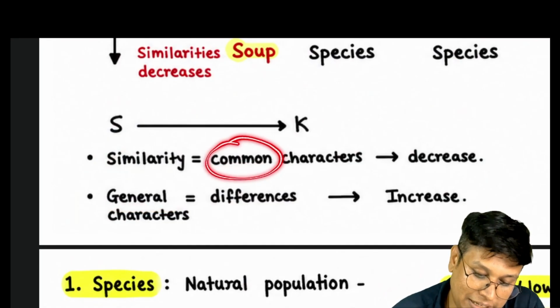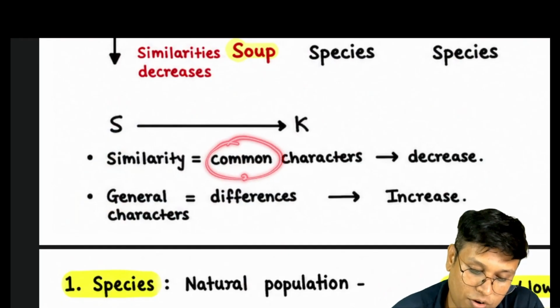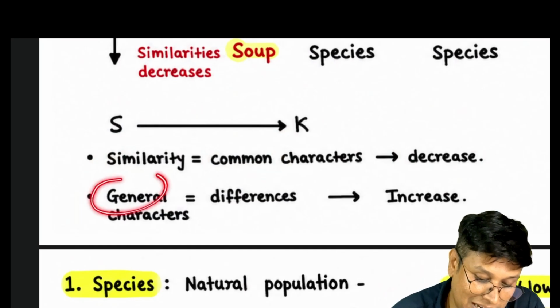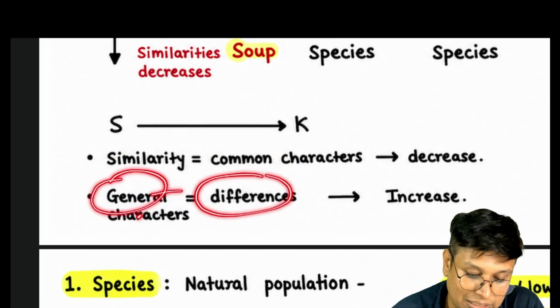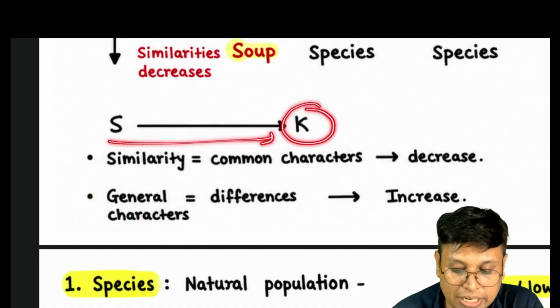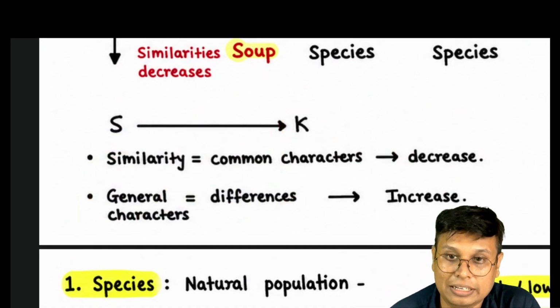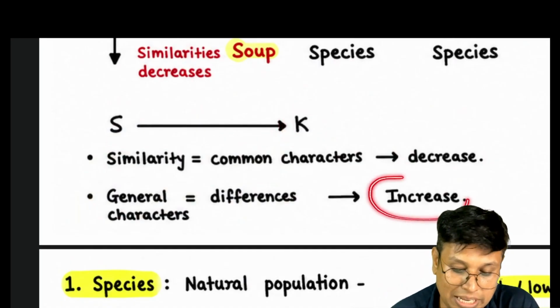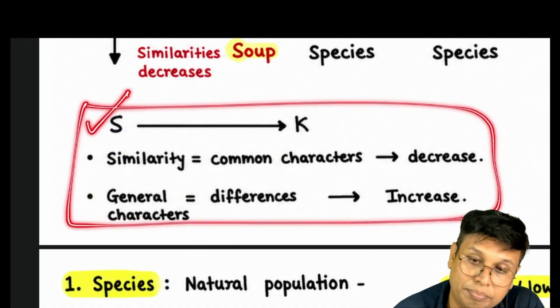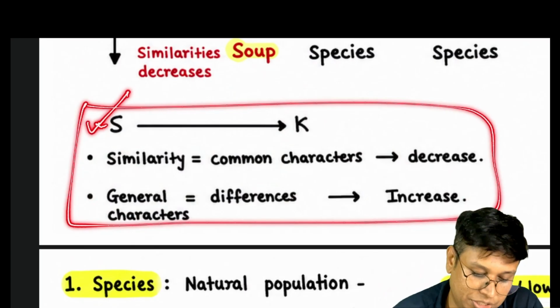So common characters are similar characters. From species to kingdom, if you go, they are going to decrease. And general means generally these are different characters. So from species to kingdom, these general characters will increase, differences will increase. Remember this, and based on this topic, each and every question can be solved.